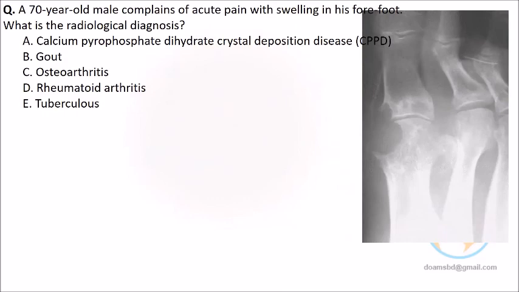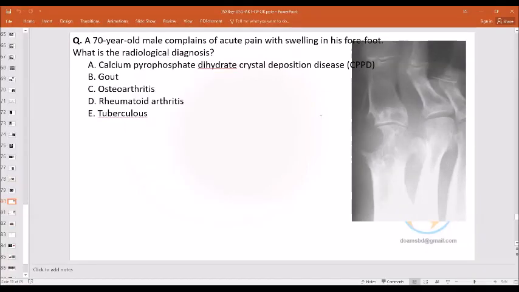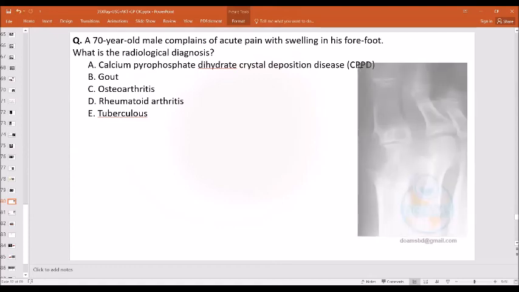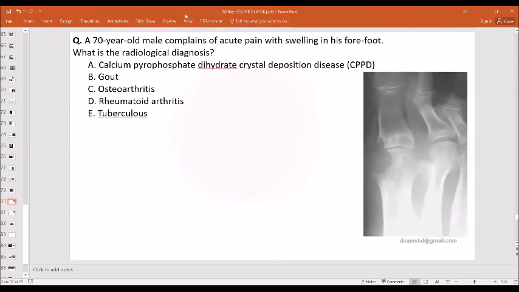A 70-year-old male complains of acute pain with swelling of the forefoot. What is the forefoot? What is the radiological diagnosis? Okay, try to read and give the answer. No need to read, think yourself. What is the diagnosis? I think A.